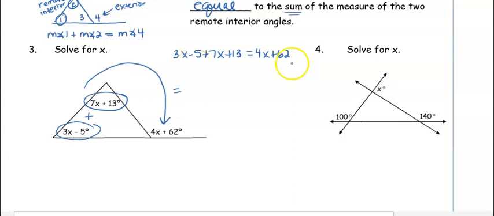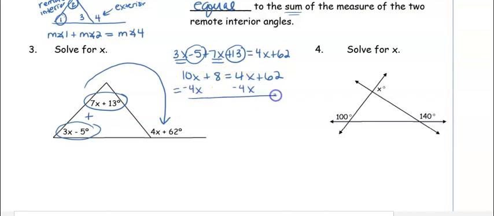So when I go to solve this, I want to clean up the left-hand side because I see that I have like terms I can combine. 3x and 7x makes 10x. Negative 5 and 13 is going to be a positive 8. Nothing to clean up on the right-hand side. When I go to solve this equation, I see that I have x's on both sides. So I move the smaller x over. 10 minus 4 is going to give us 6x.